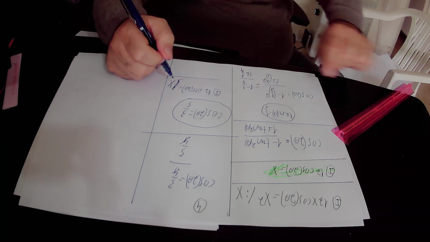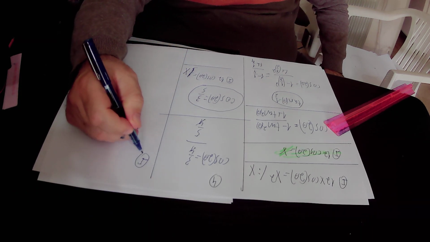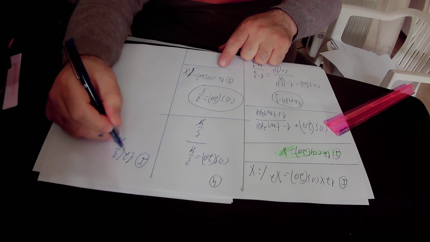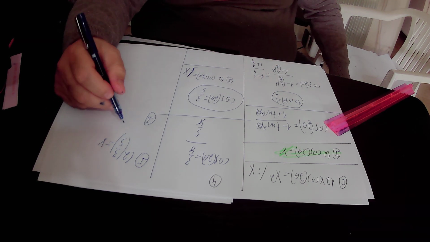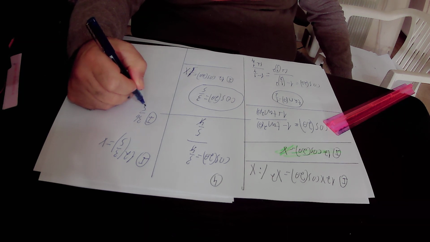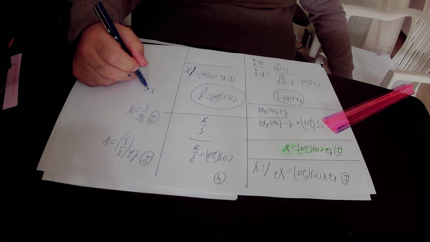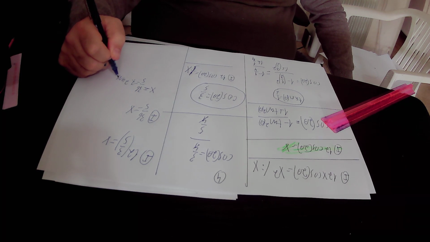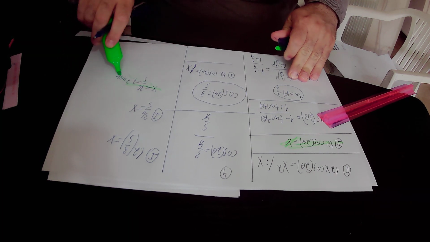So we substitute cosine 2 theta by 3/5 in equation number 1, and we will get that 12 times cosine 2 theta, that is 3/5, equals x. So according to equation number 1, 12 times 3 is 36 over 5, that is equal to x. So x equals 36 over 5, that is 7.2 units.